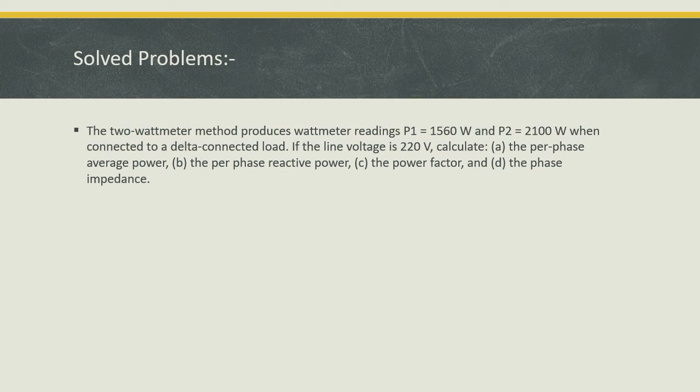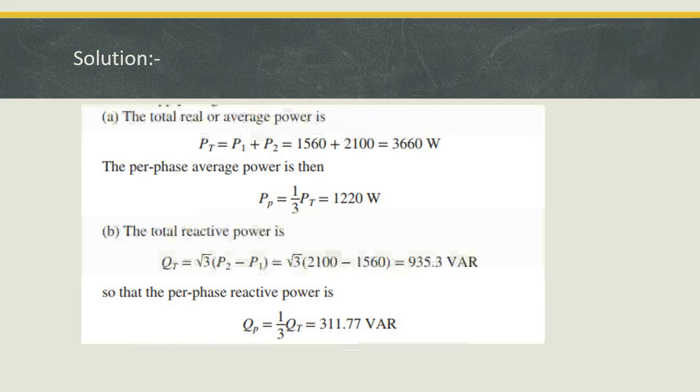If the line voltage is 220 volt, calculate the per phase average power, per phase reactive power, the power factor and the phase impedance. They have given the values of P1 and P2. Now substitute in the corresponding formula: the total real power is P1 plus P2, which is equal to 3660 watts. Therefore the per phase average power is simply this value divided by 3.